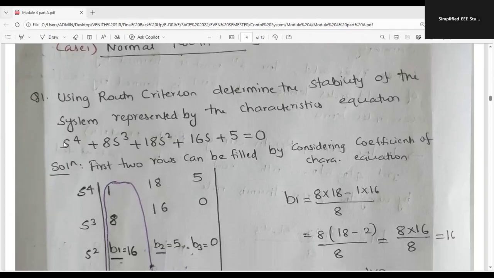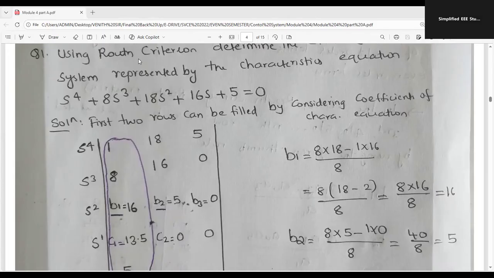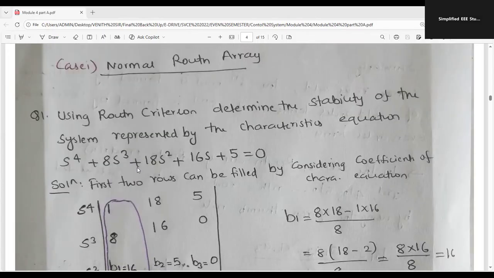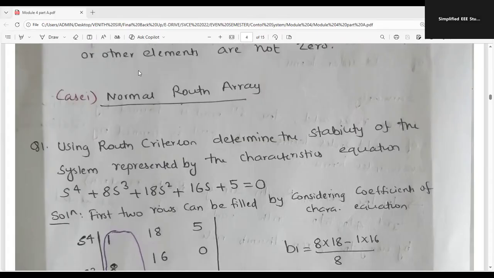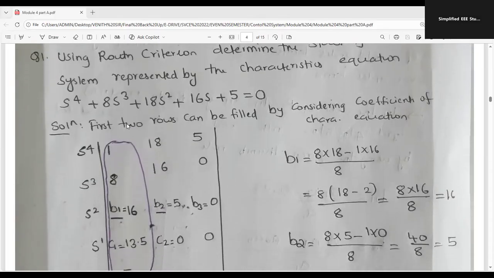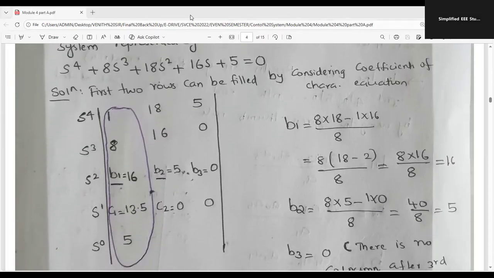Okay. So now what you are going to do is form a Routh matrix. How to form the Routh matrix? So, Routh array or Routh matrix. First you can note down, let me point out. You can draw a matrix.